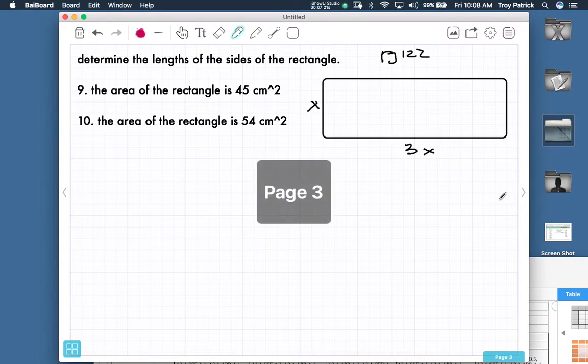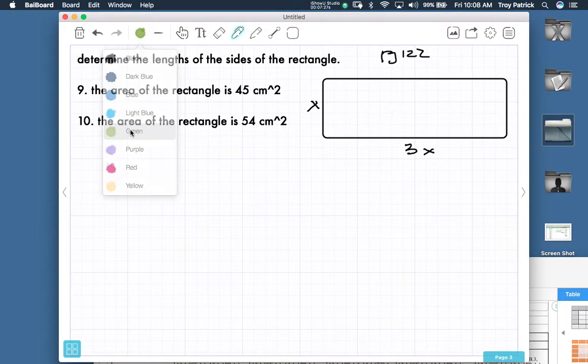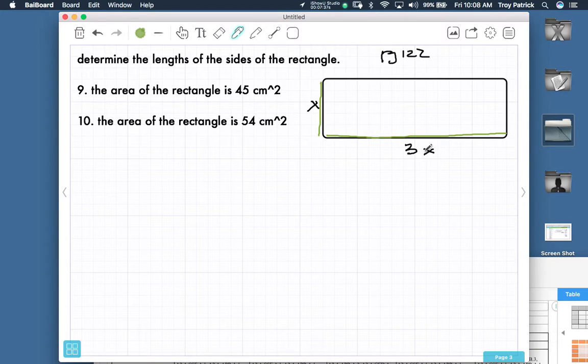A second problem that I wanted to cover with you was the one before that on page 122, number 9 and 10. Determine the lengths of the sides of this rectangle. So this rectangle has a length here of x and a length here of 3x. So if we have to cover area, you know that 3x times x is going to be the area. Area is length times width. Hence, area will be 3x times x, or 3x squared.